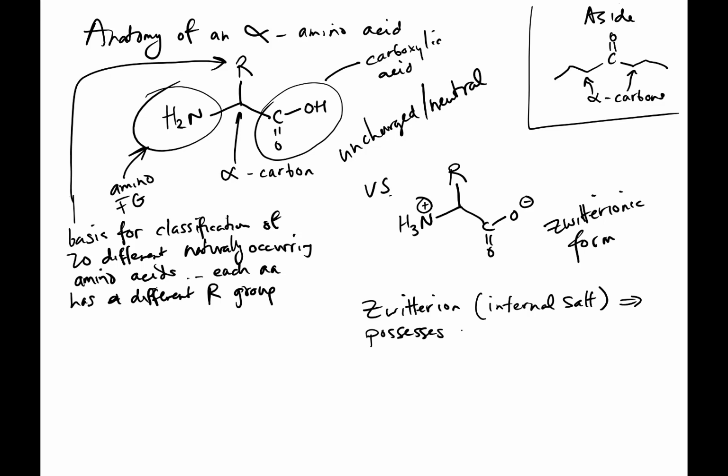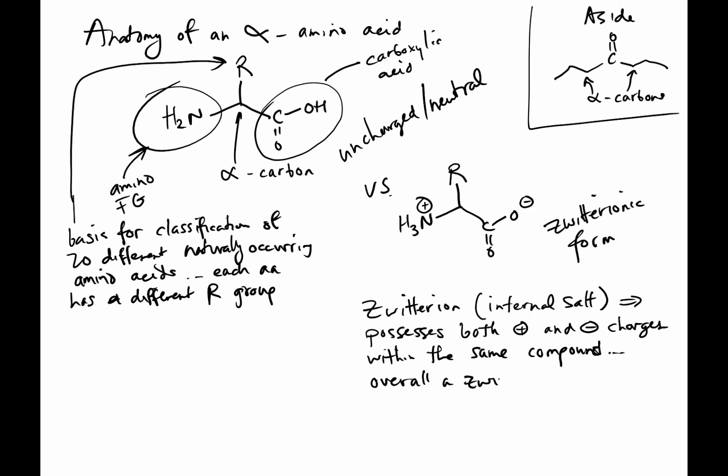Okay, much better. So a zwitterion possesses both positive and negative charges within the same molecule. I'll just put within the same compound. I'll just put overall a zwitterion is neutral. So notice we've got the positive charge and the negative charge within the same molecule. So overall, it's neutral.